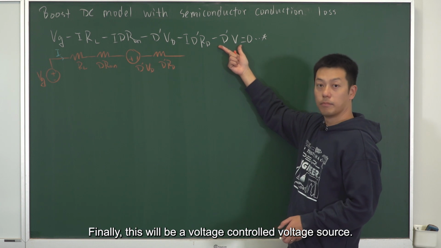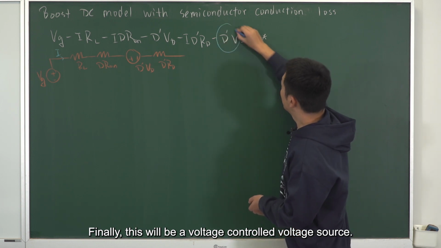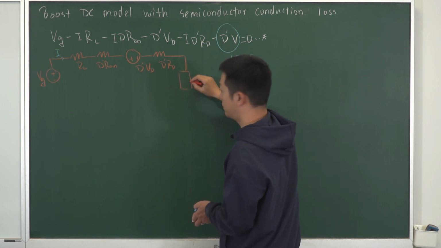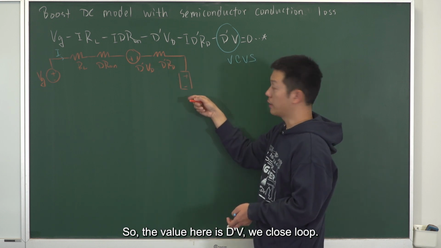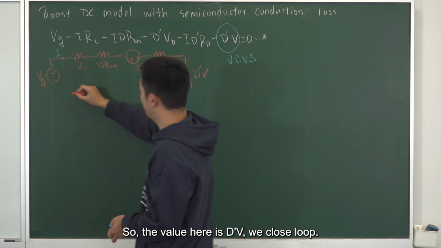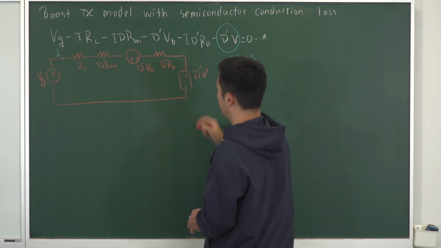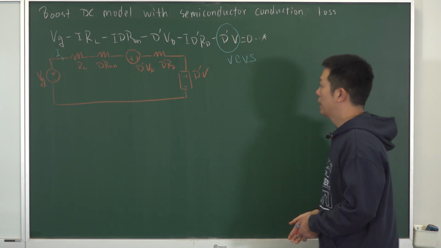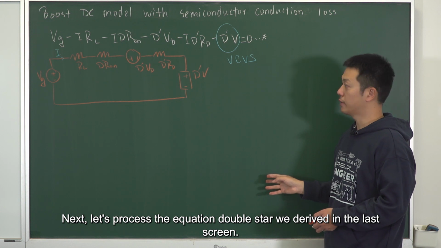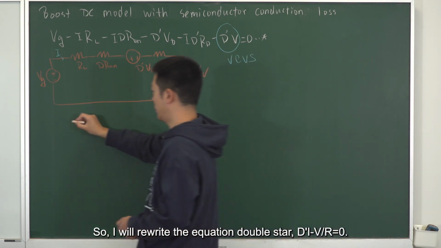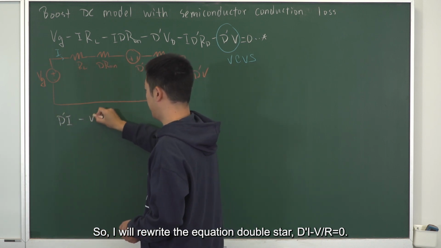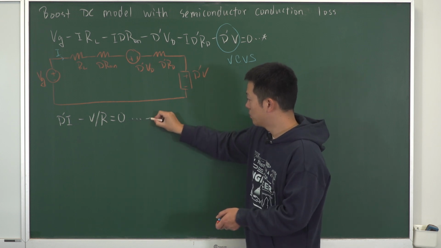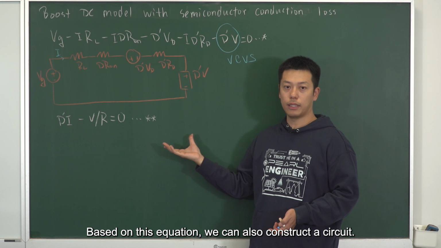Finally, this will be a voltage-controlled voltage source. The value here is D prime V. We close the loop. So we can see that this circuit is equivalent to this equation. Next, let's process the equation double star we derived in the last screen. So I will rewrite the equation double star: D prime I minus V over R equals to 0.